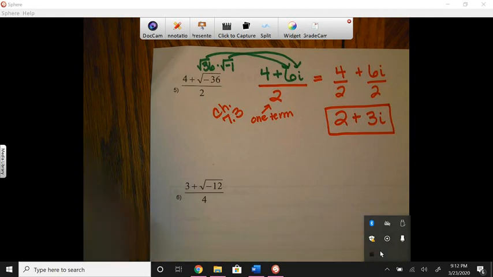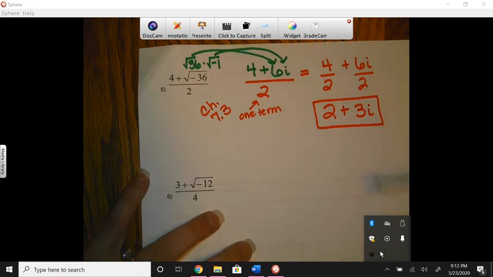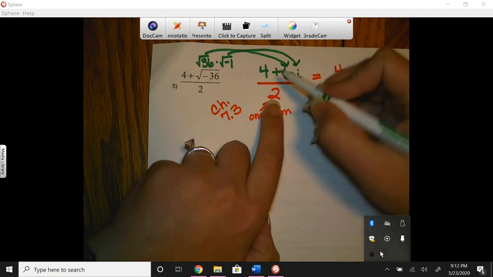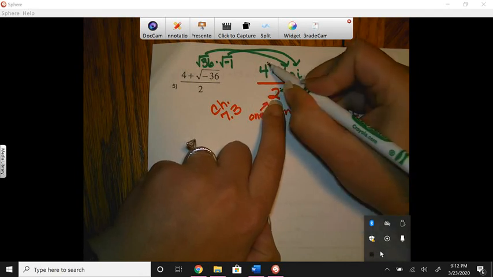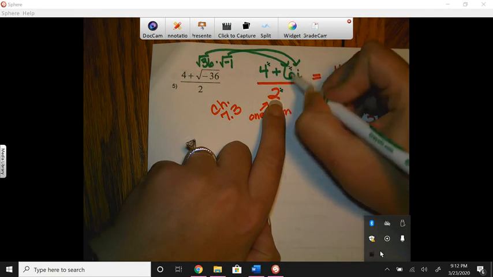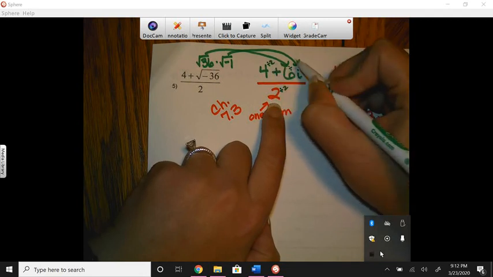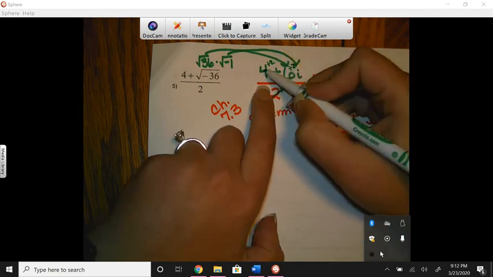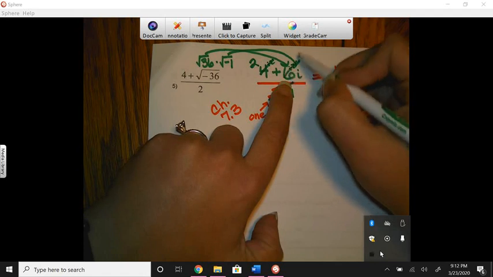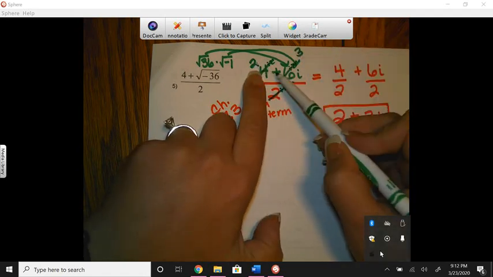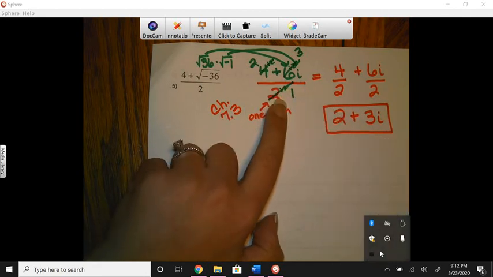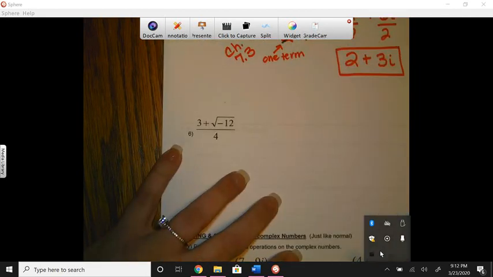Now, depending on if your online homework wants it separated like this, you could also get your answer by keeping it all together as one entire fraction and asking yourself what divides all 3 of these numbers. So since 2 goes into all 3, you can keep it all together without having to separate it. And then 2 divided by 2 is 1, 4 divided by 2 is 2, 6 divided by 2 is 3, and then you'd have 2 plus 3i that way as well, because when you divide by 1, it doesn't affect anything. Okay, let's try one more here.